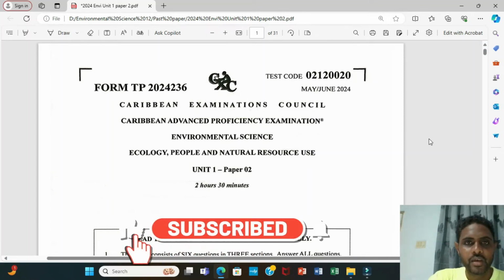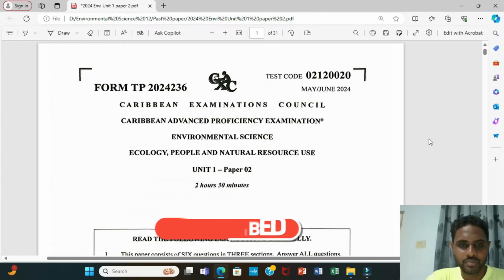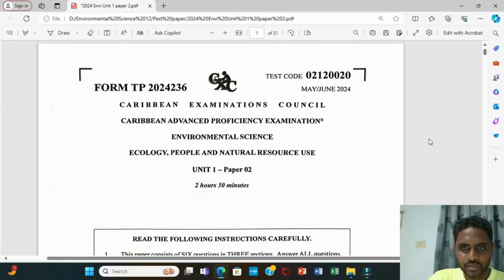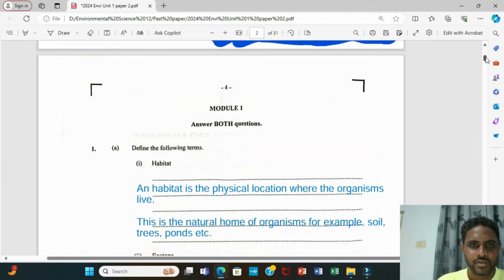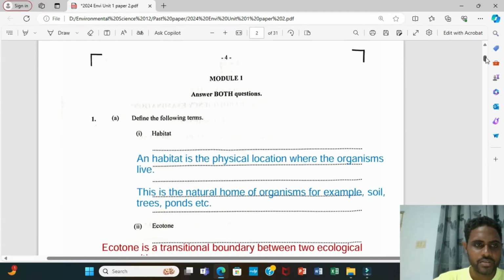So today I'm basically going to look at the Unit 1 Paper 2 2024 Environmental Science past paper. So let's go through this as quickly and as best as we can. I'm going to look at Module 1 first. So let's go into the question. Number 1 says to define the following terms.